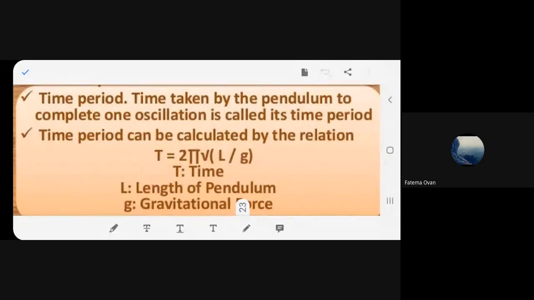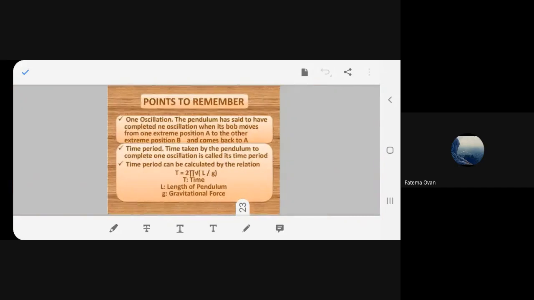2 pi nu. You don't have to read this. Just leave it because it's not in your syllabus. So we'll not do the calculation of time period. We'll just know what actually is time period. So what is time period, beta? It is the time taken by the pendulum to finish or to complete one oscillation is known as time period.